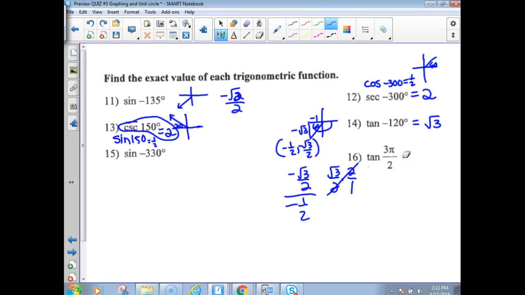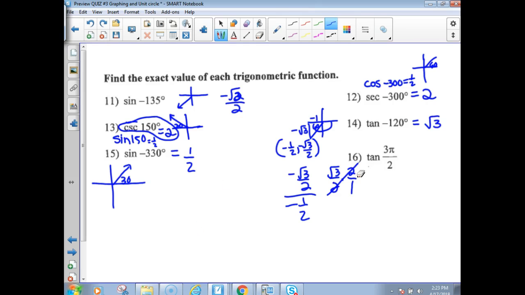Okay, so you can do it that way, or you can do it with special right triangles. Number 15, the sine of negative 330. Negative 330 is going to be in quadrant 1. The reference angle would be 30 degrees. So if you're looking at 30 degrees, the sine is 1/2, and this is positive, so it'll be 1/2. And that was number 15.